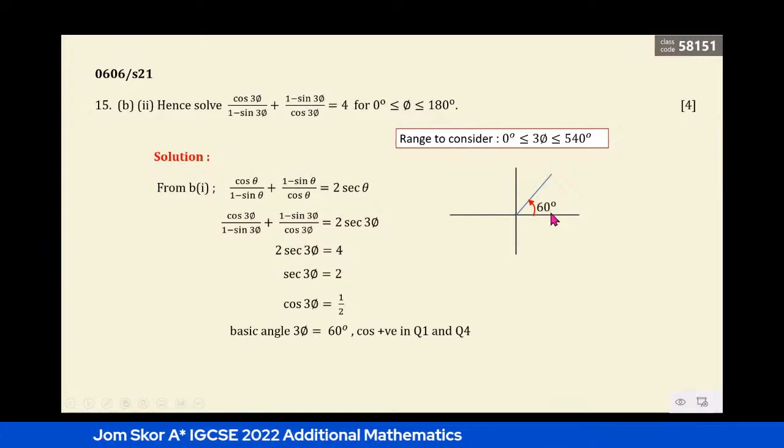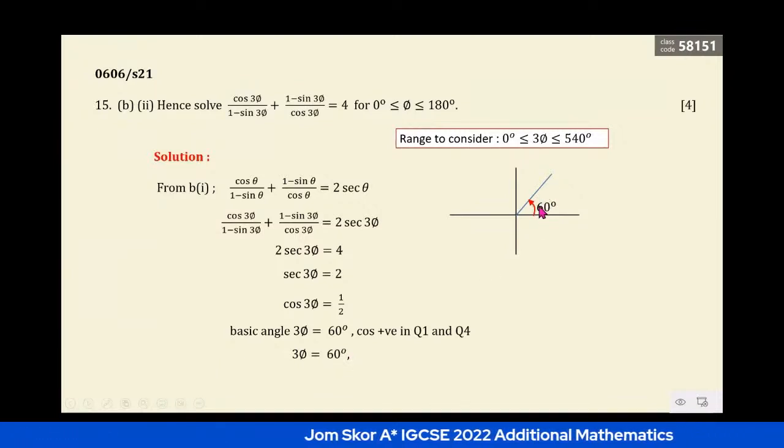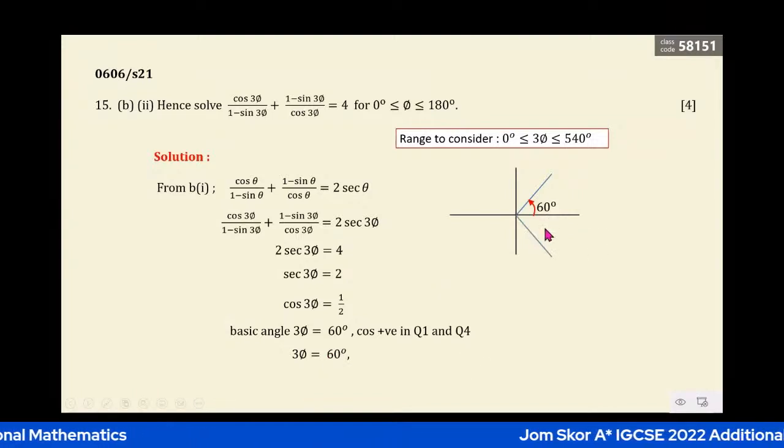So, kita nak cari angle. The first angle that we want is 60 degrees. Okay, because 60 degrees lie in quadrant 1. Okay, next kita nak cari angle in quadrant 4. So, quadrant 4, basic angle dia dekat sini. Alright, so this is basic angle.